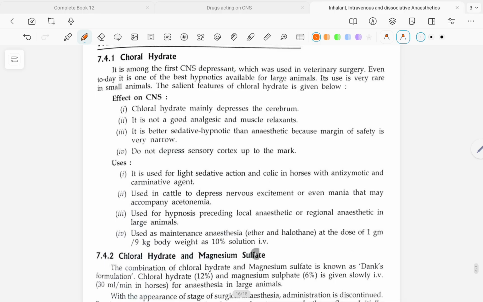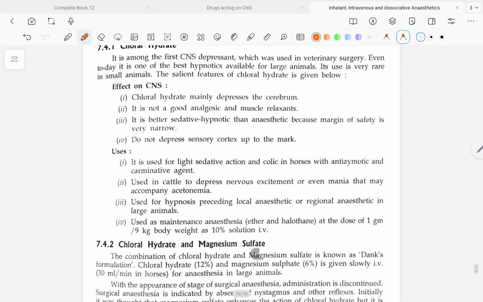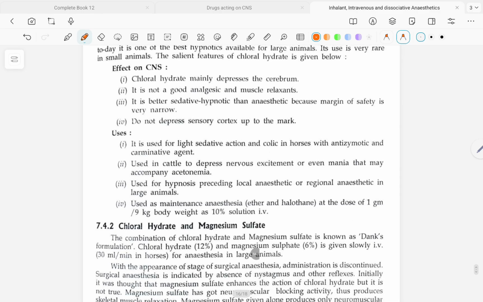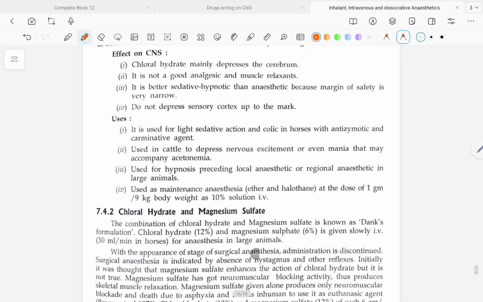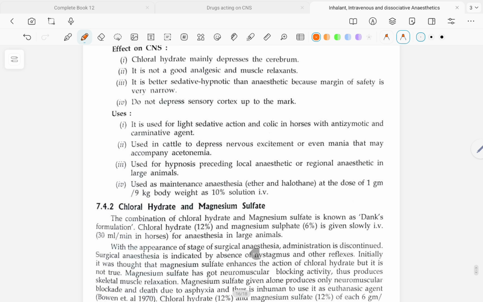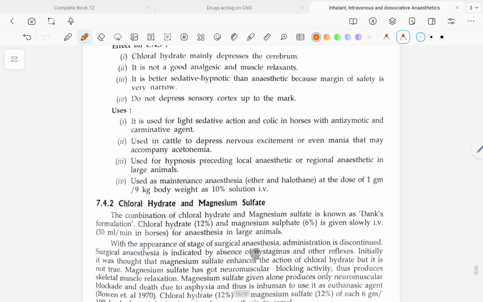Effect on CNS. Chloral hydrate mainly depresses the cerebrum. It is not a good analgesic and muscle relaxant. It is a better sedative hypnotic than anesthetic because the margin of safety is very narrow. It does not depress the sensory cortex up to the mark.